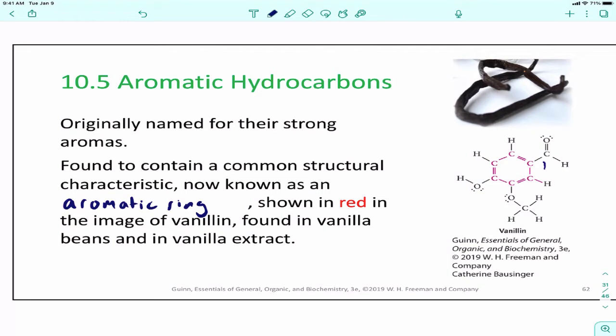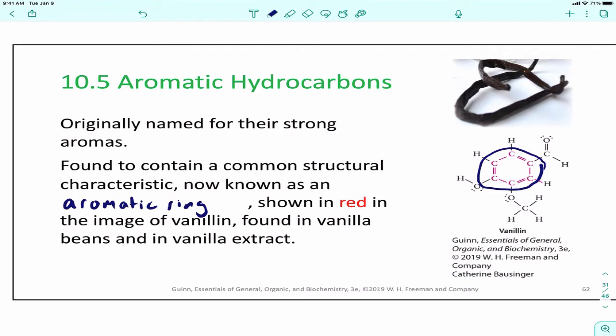And this aromatic ring is actually shown over here. I'm going to circle this on the slide. By the way, this is the compound vanillin, the major compound found in vanilla beans and vanilla extract. So when you're buying pure vanilla extract, you really just want pure vanillin. That's what you're going after. If you notice in this compound, you have a 6-membered ring. It looks like a cyclohexane ring, except that you have alternating single and double bonds. Like I said, this is the compound vanillin.